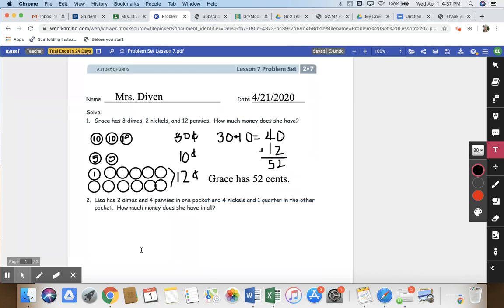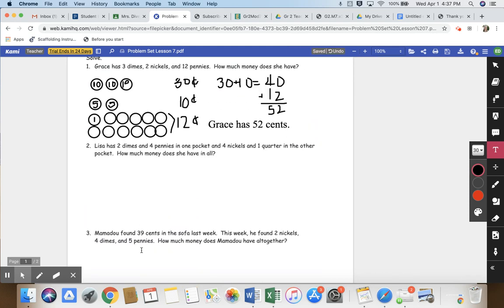Okay, so we're going to continue to model these next 2 problems on this first page of the problem set. So number 2 says Lisa has 2 dimes and 4 pennies in one pocket, and 4 nickels and 1 quarter in the other pocket. How much does she have in all? So let's go ahead and just start with our 2 dimes and our 4 pennies and model it just like we did in the last problem.